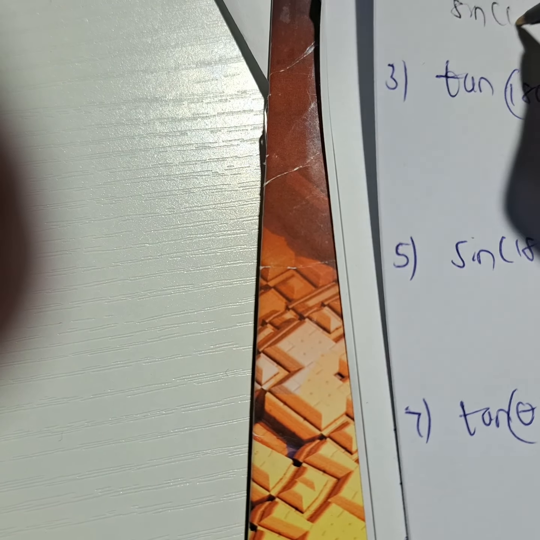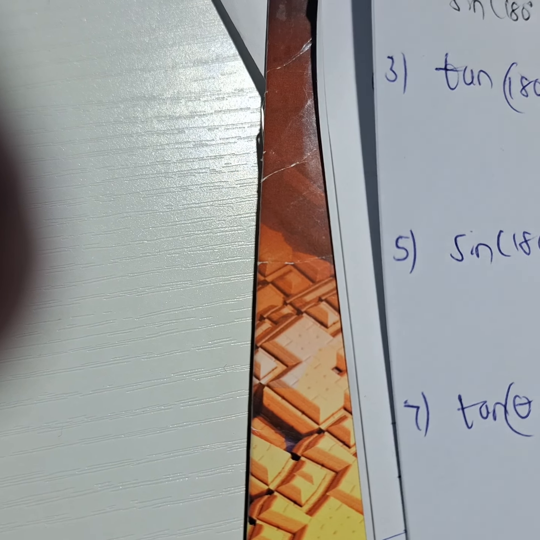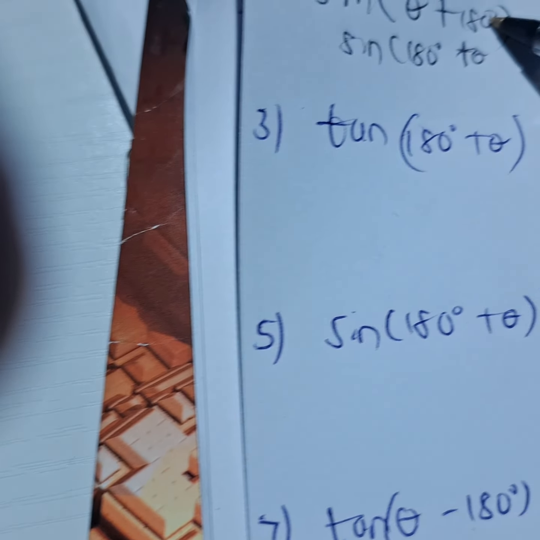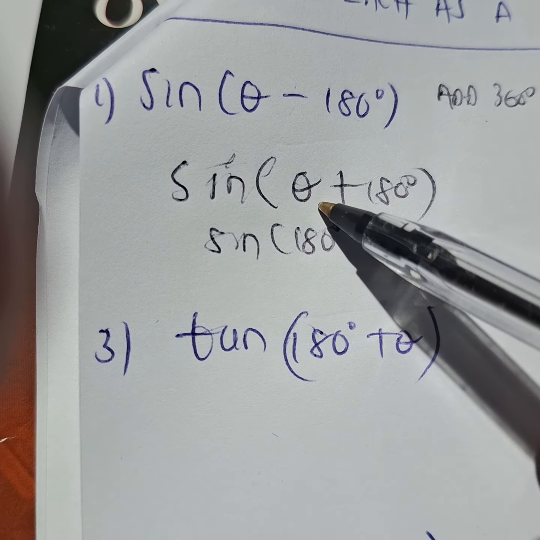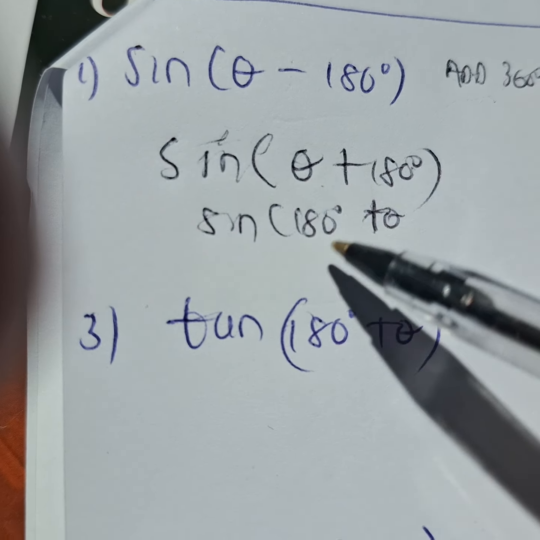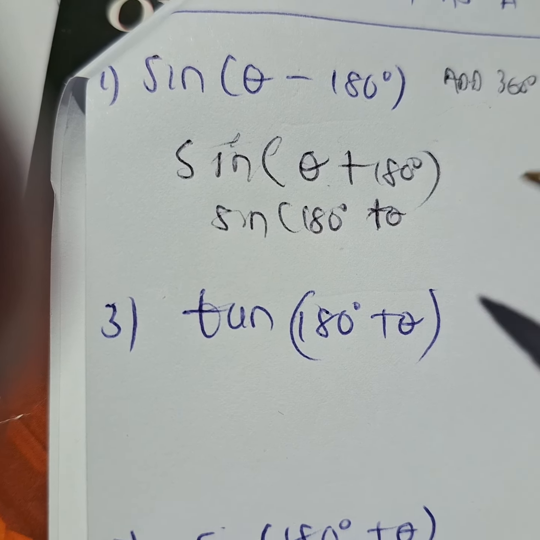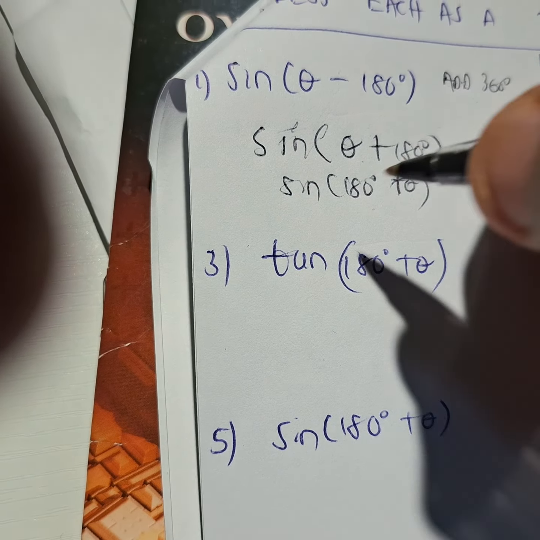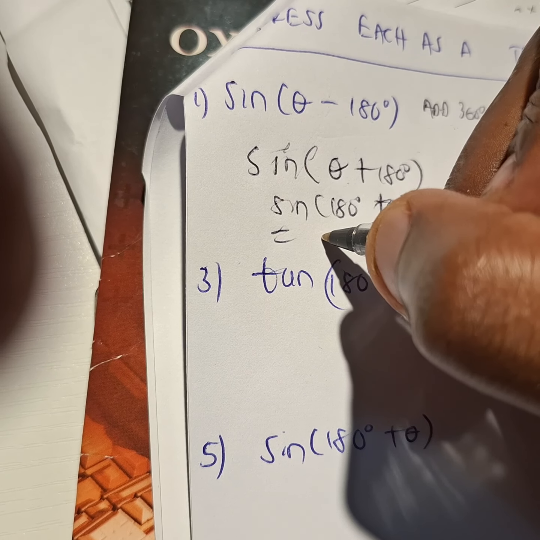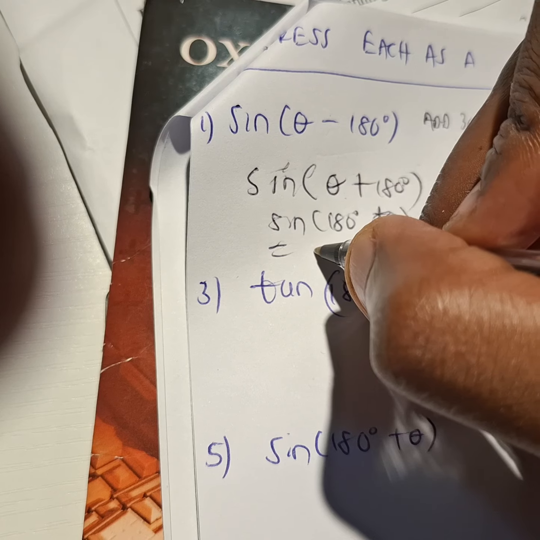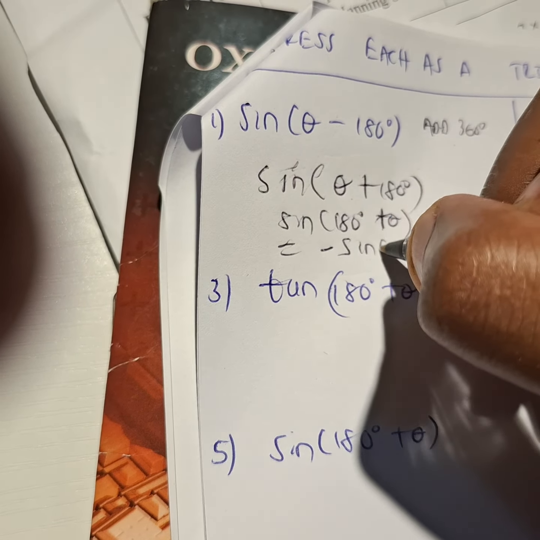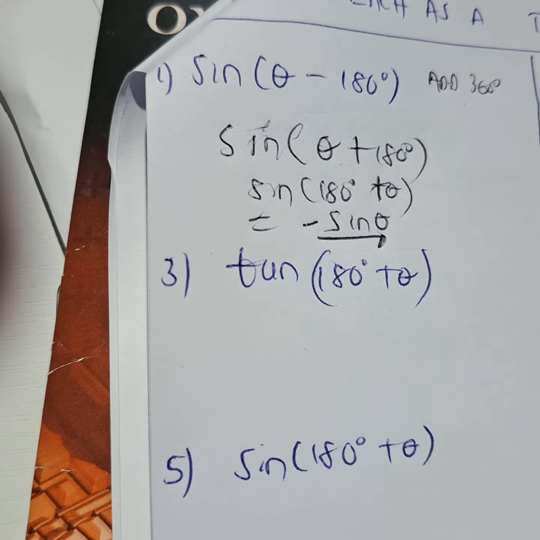But then you rewrite it, because 180 here is positive and theta is positive there. So now that we know that addition is commutative, 180 plus theta is in which quadrant? It's in the third quadrant. Sine is negative, so we write negative sine of theta.